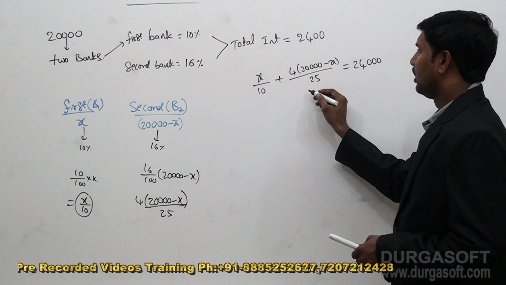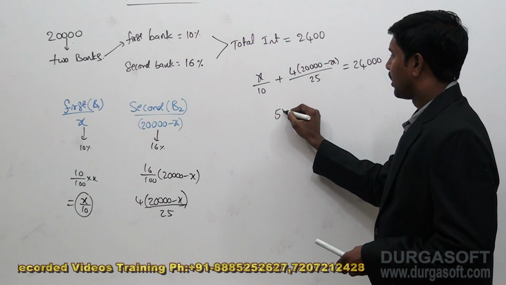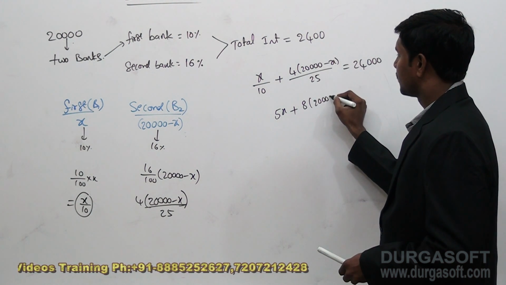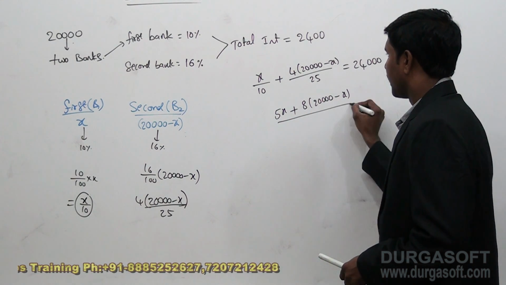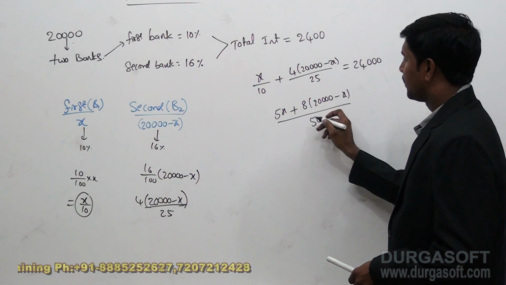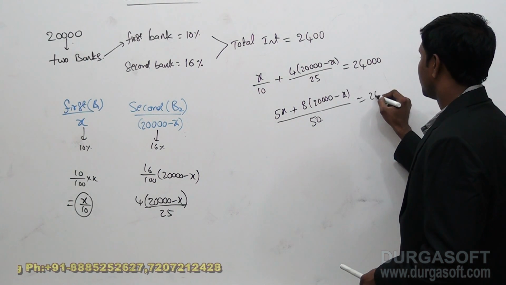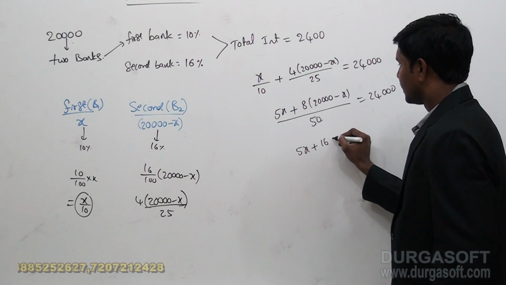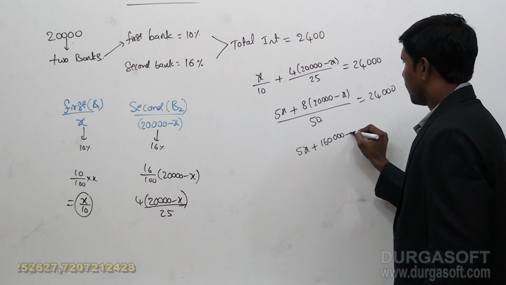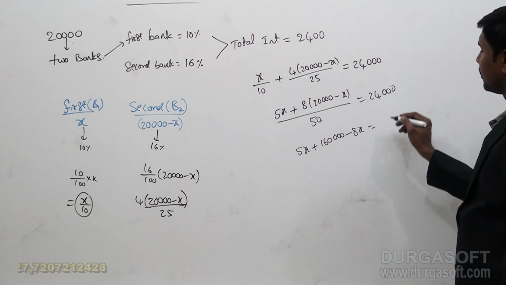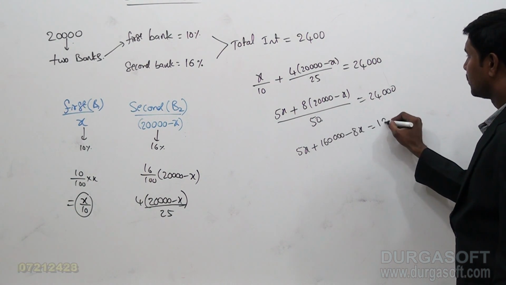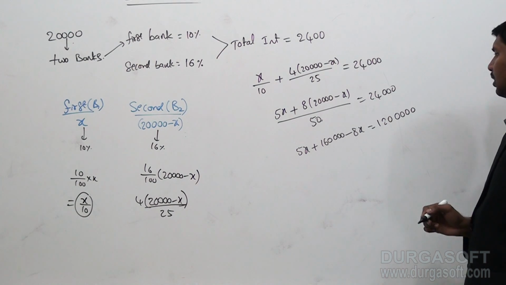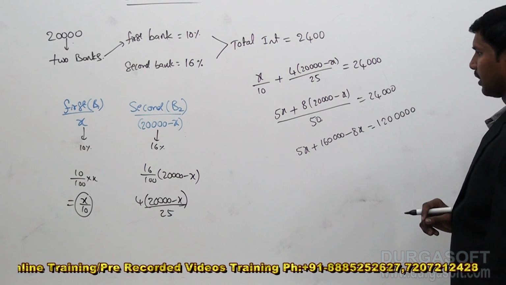So when you calculate here, 50 is the LCM, so 5X plus 2 times 4 into 20,000 minus X, by 50. LCM was 50, so 5 times here and 2 times there, is equals to 2,400. Now 5X plus 1,60,000 minus 8X is equals to 50 into 2,400. So 24 into 5 is 120, and then thousands here. So 1 lakh 20 thousand rupees is what we are getting.